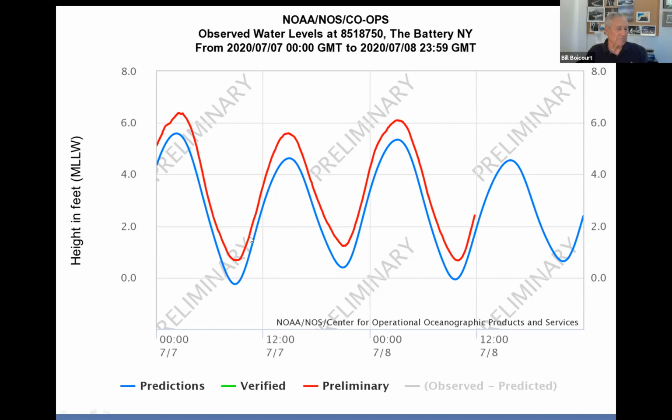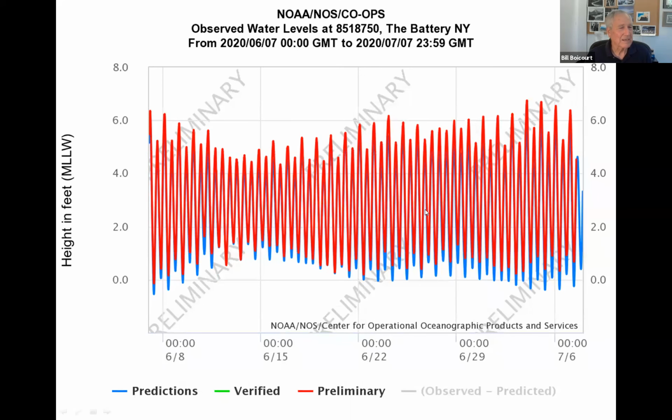Now, I'm only showing you a couple days here, yesterday and today. Let's go look at the whole month in the same location at the Battery in New York. And you get a picture of the fortnightly variation of the tides. This is a beautiful tide record. You get the end of the spring tides over on the left. You see the minimum range here in mid-June.